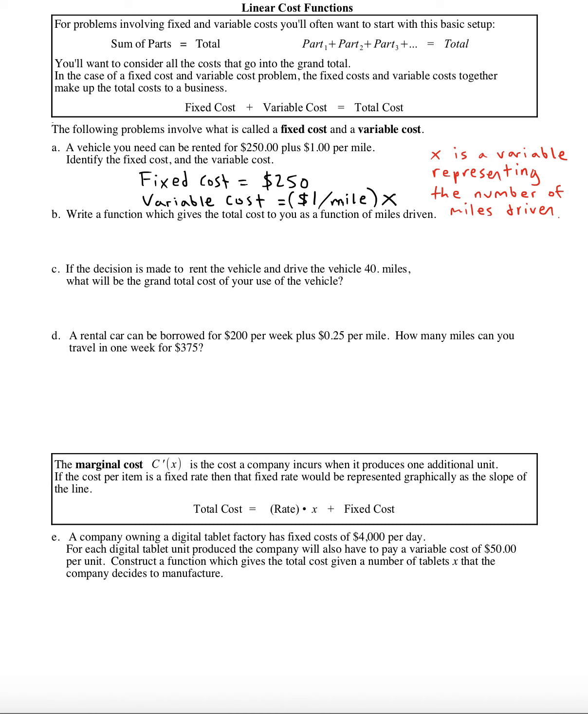Now we want to write a function which gives us the total cost as a function of miles driven. So we're going to use the letter C for that, and it's a function of x. So the input here is the number of miles driven. Now you have to pay the $250 no matter what, so that's definitely going to be part of it. But you also have to pay $1 per mile. But we wouldn't just say it's 1 plus 250. That's not enough. We have to put 1 times x. That way, if we drive 40 miles, it's $40. If we drive 100 miles, it's $100. So it's a variable cost, dependent on the value of x.